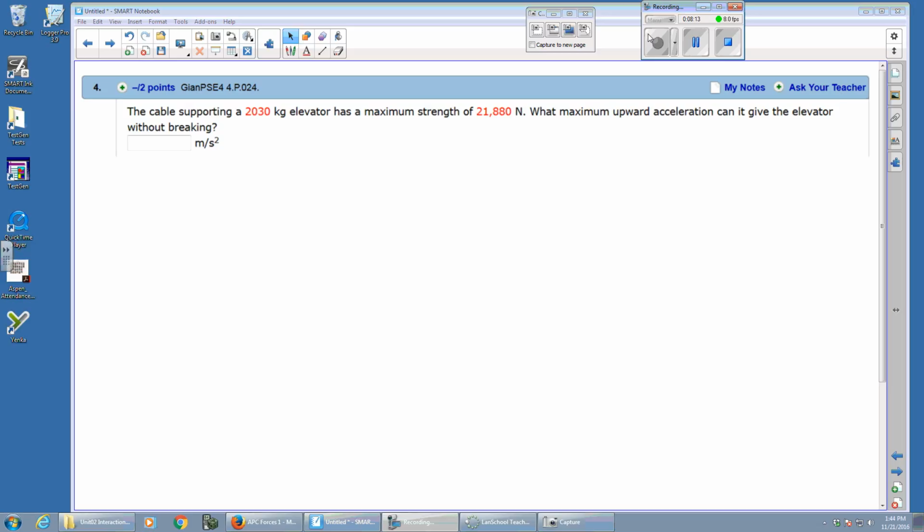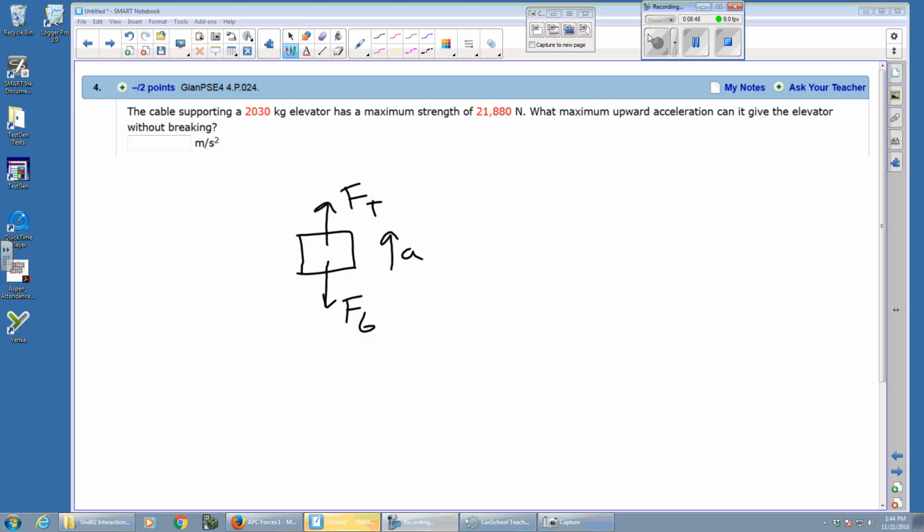All right, so number 4. Unfreeze my screen. So I would definitely start with the diagram: weight down, force and tension up, acceleration up. Newton's second law.